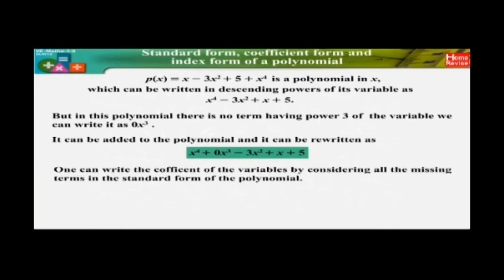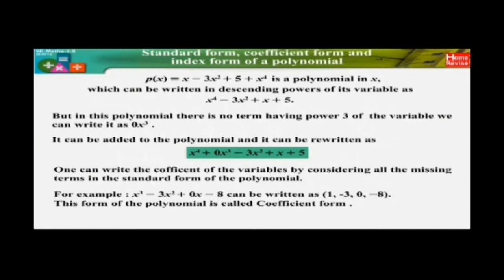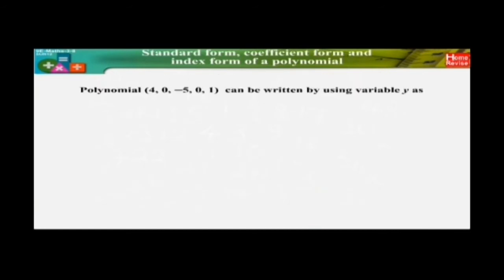One can write the coefficients of the variables by considering all the missing terms in the standard form of the polynomial. For example, x raised to the power 3 minus 3x raised to the power 2 plus 0x minus 8 can be written within brackets as 1, minus 3, 0, minus 8. This form of the polynomial is called coefficient form.